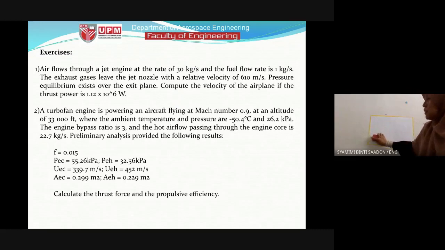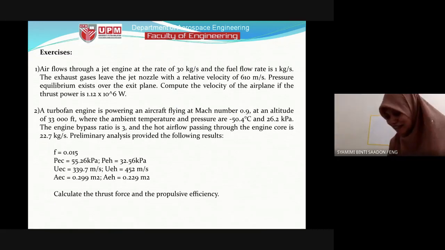Or otherwise, some of you now have an advanced calculator. The calculator can directly solve quadratic equations.